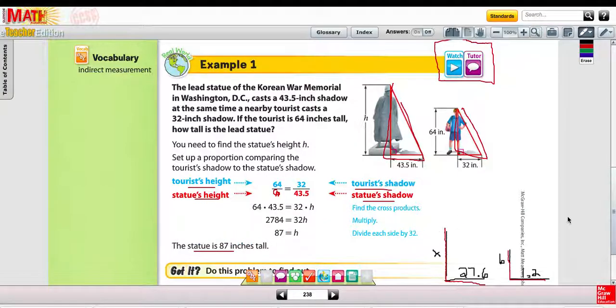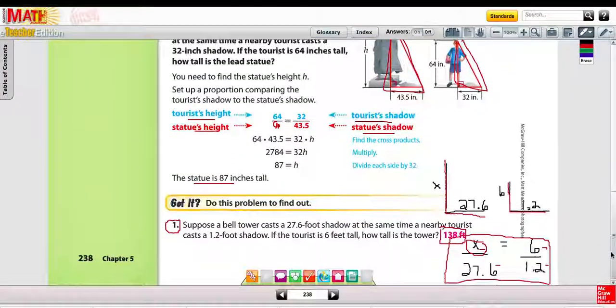tall the statue is. In example 1, we have a bell tower that casts a shadow of 27.6. So you'll notice right here, that's where I have that picture drawn. I have a bell tower and then the shadow it casts. And then I have a tourist right here. Here's the tourist that is 6 feet tall and then casts a shadow of 1.2.